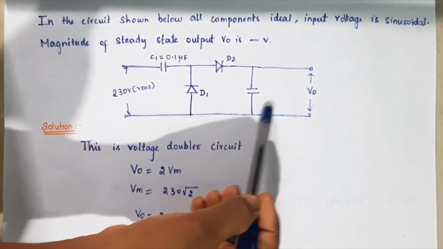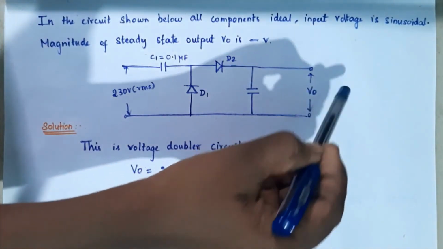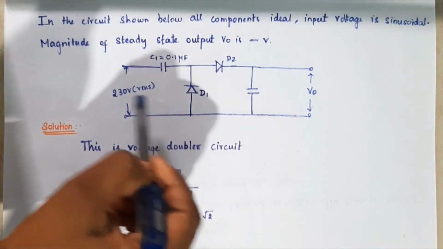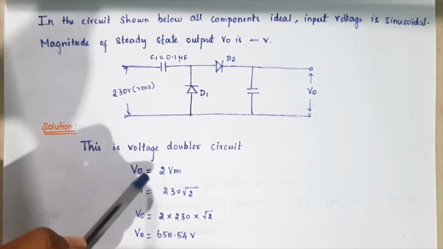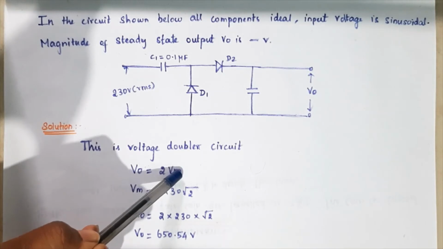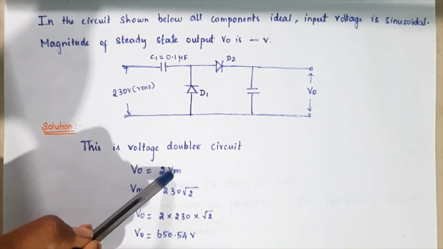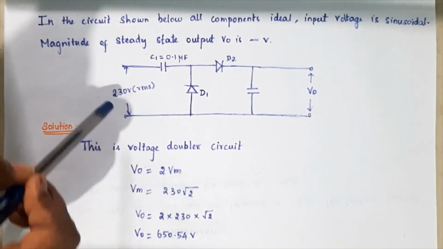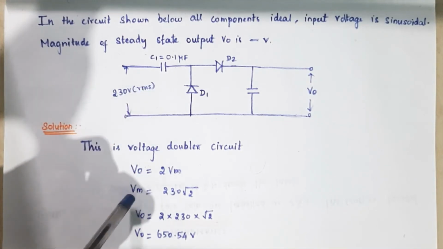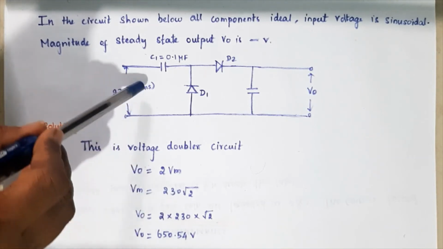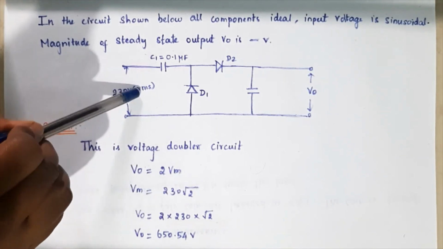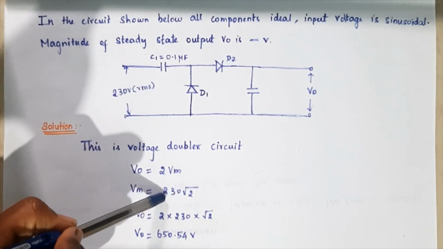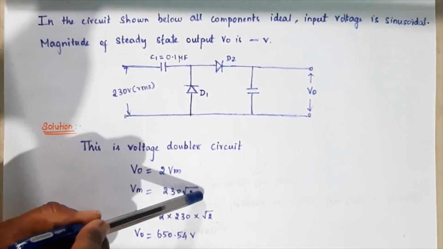The output voltage for a voltage doubler circuit is twice the input voltage, right? So I have written V0 is equal to twice Vm. Here the input voltage is 230 volt RMS. So I have represented Vm is equal to 230 into root 2, since we should represent RMS in terms of root 2. Therefore 230 into root 2.